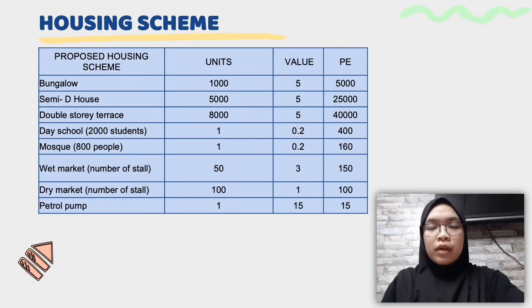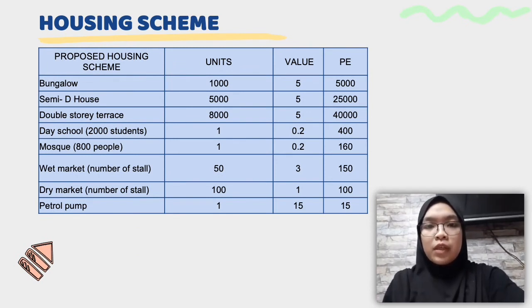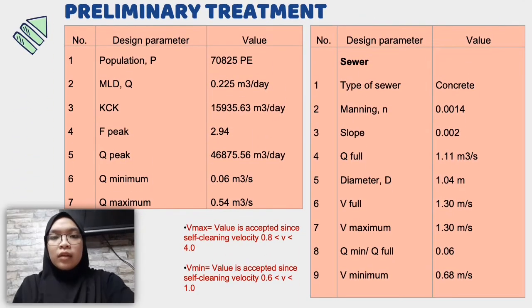This is our housing scheme for this project. From the housing scheme, we can calculate the PE, which is population equivalent, that we will use for our next calculation. There are three levels of treatment in this wastewater treatment project: preliminary treatment, primary treatment, and lastly secondary treatment.